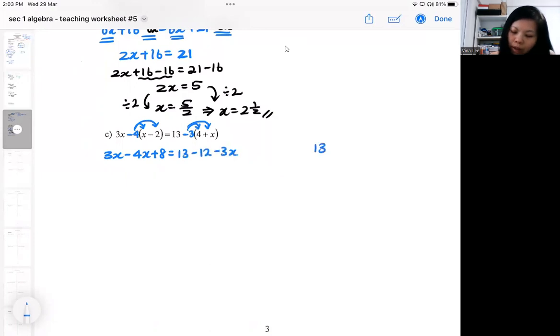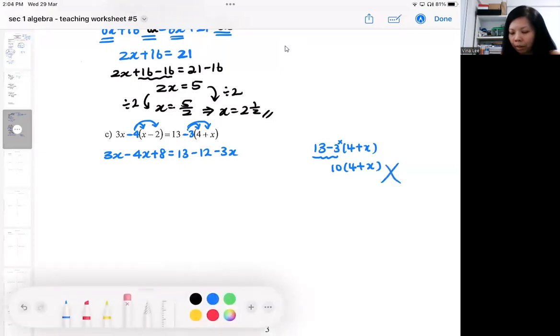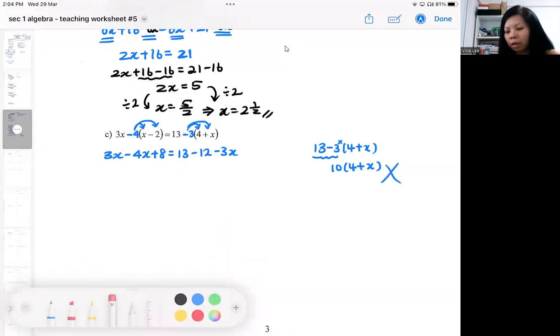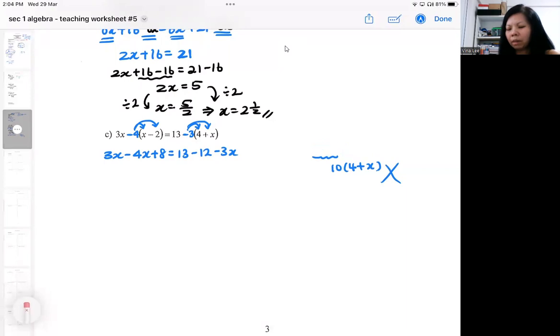So don't go and do this. I've got some students who will go and do this. They see that this is 13 minus 3, they will do a 10. There are some students who will do that. But the 3 is multiplied to the bracket. It's attached to the bracket. So you cannot do this. There are people who are weaker in math, or when you see things very partially, then you will do a 13 minus 3, which is not supposed to be.